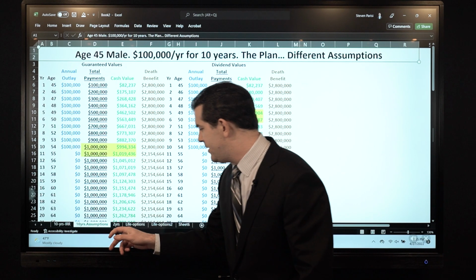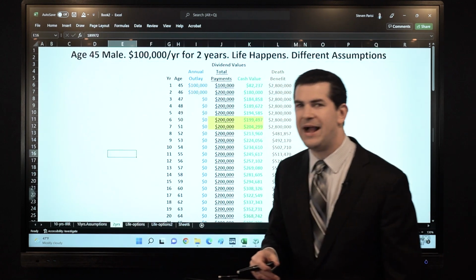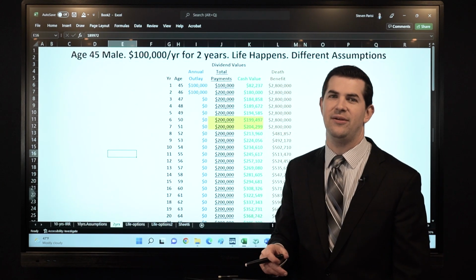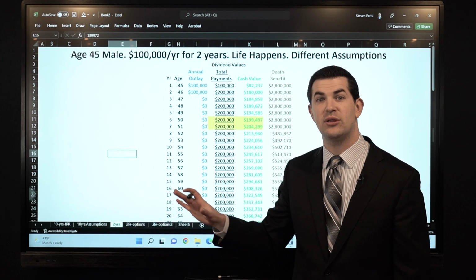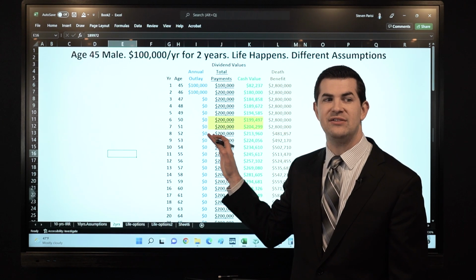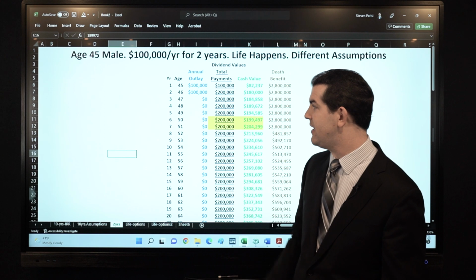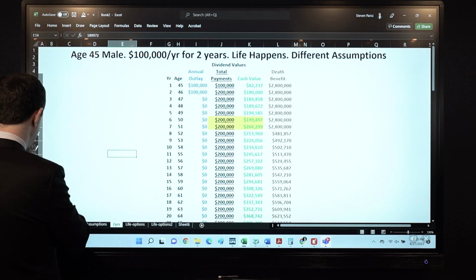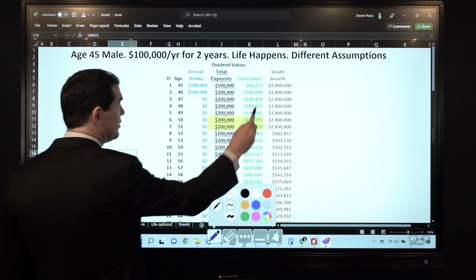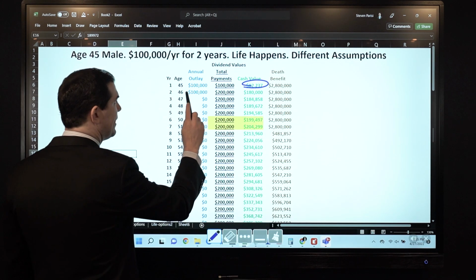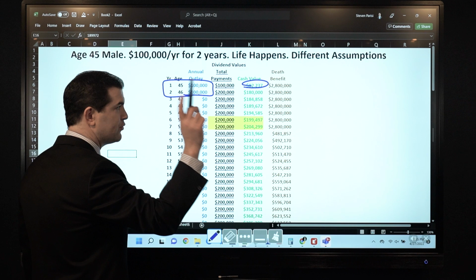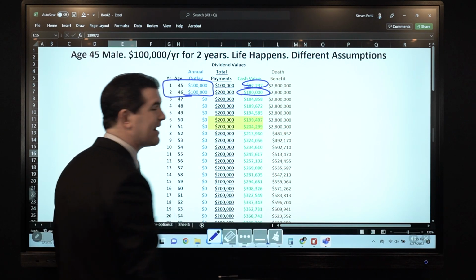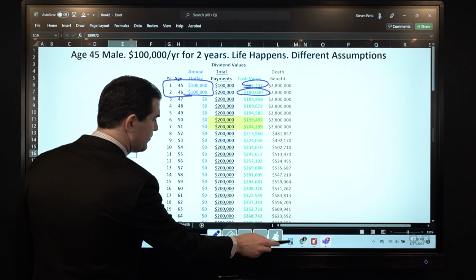Now, with that said, life happens. I can't pay a penny into the policy. Now what happens? So we just looked at the 10-year example. Here's the exact same policy. Dividend values first. What do you notice here? Year 1, cash value is $82,000 and change. Year 2, you're paying 100 grand again, so you funded it just for 2 years. Cash value is exactly $180,000.